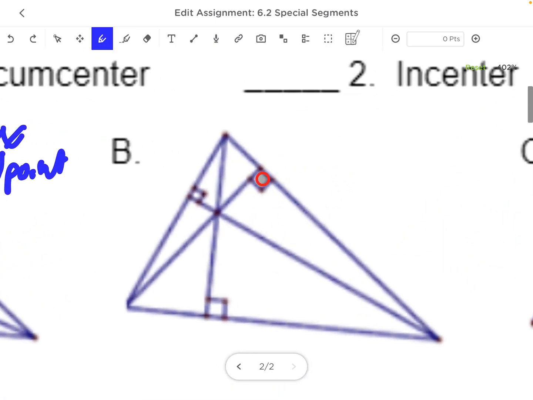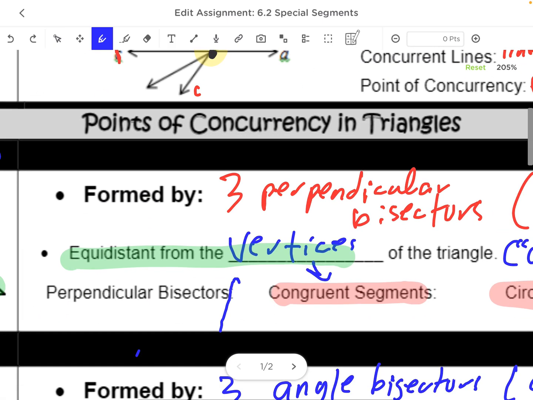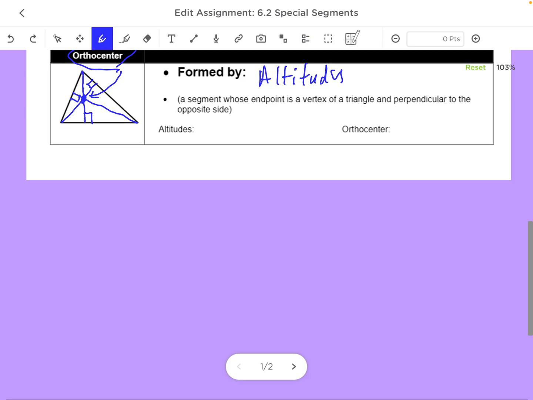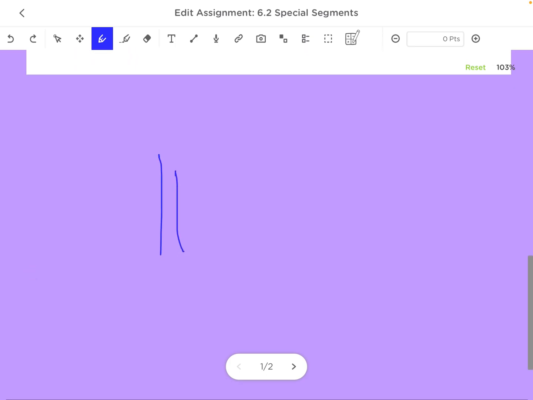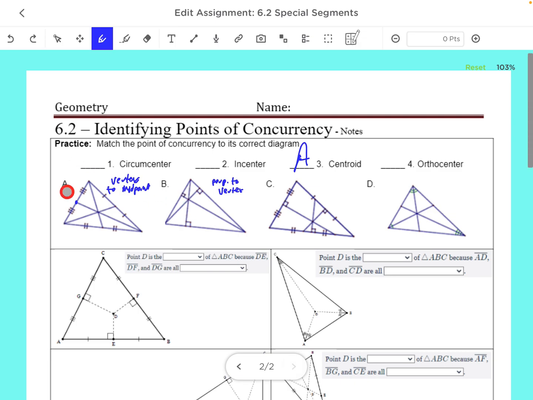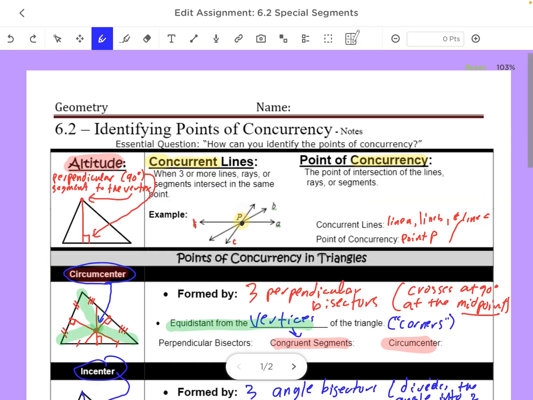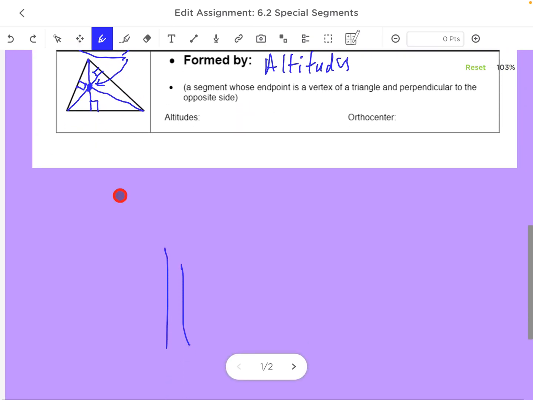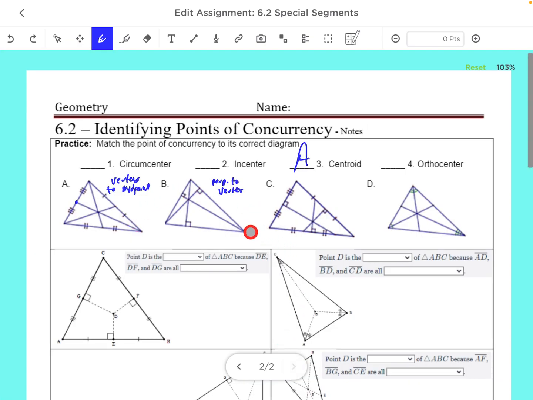We see this is perpendicular, right? So from the perpendicular base up to the vertex, perpendicular to the vertex, right? So which one is that? Let's look over here. What did we say? We said perpendicular to the vertex is an altitude. So B is going to be altitude, and it creates the orthocenter. Okay, so on B, we know that's the orthocenter. Now let's keep it moving.